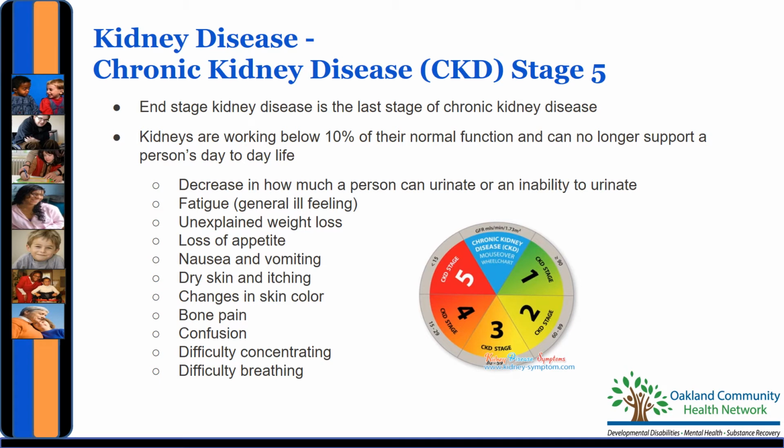Chronic kidney disease stage 5. This is also known as end-stage kidney disease, and it's the last stage of chronic kidney disease. At this point, the kidneys are working below 10% of their normal function, and they can no longer support a person's day-to-day life. There's a decrease in how much a person can urinate or an inability to urinate.